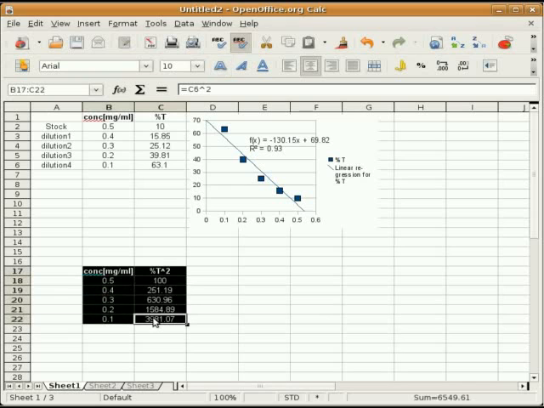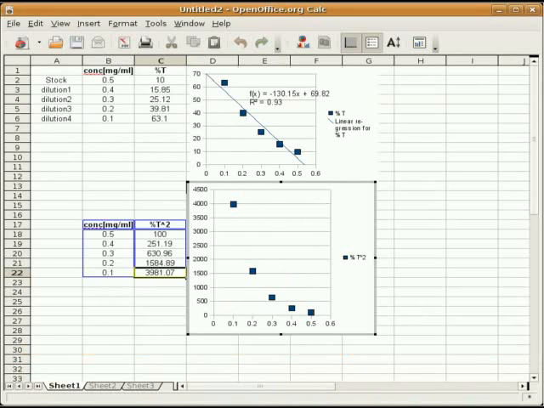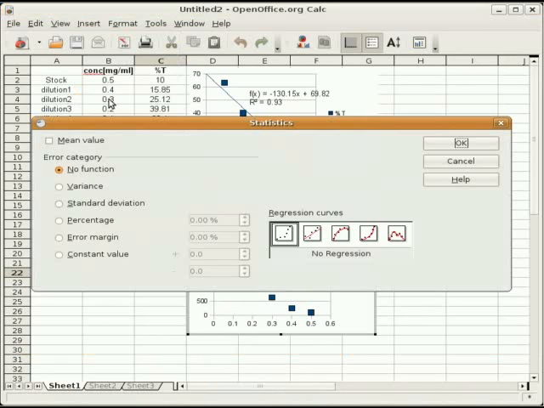Now we're just going to repeat what we did before. We mark our data, we go to chart, and we choose the XY scatter. Well, now we have our XY scatter. We go to statistics and find the linear regression.